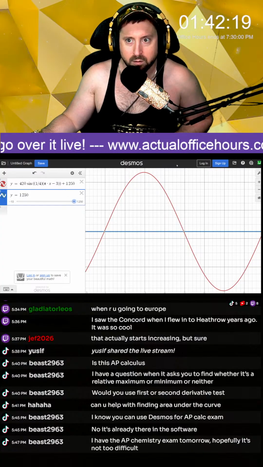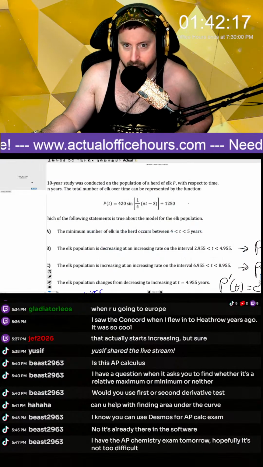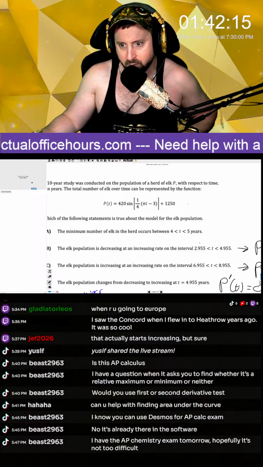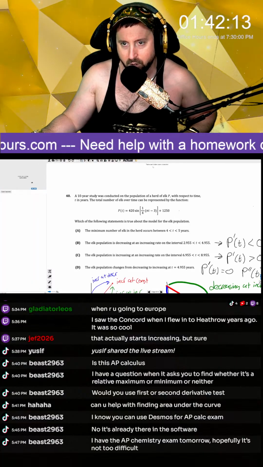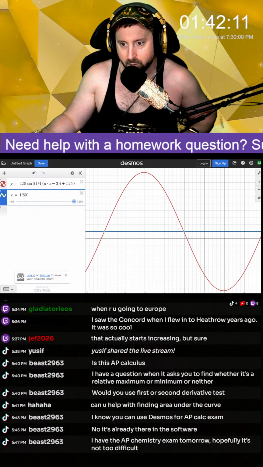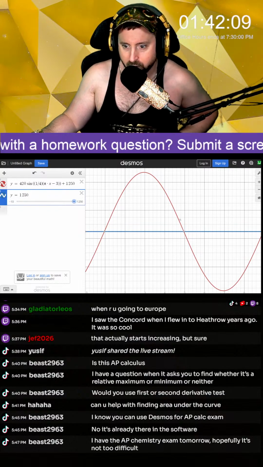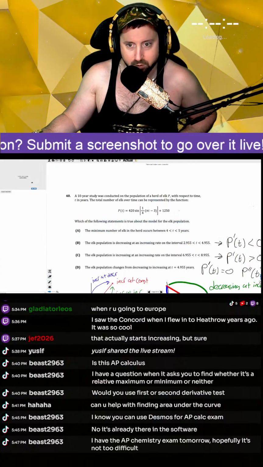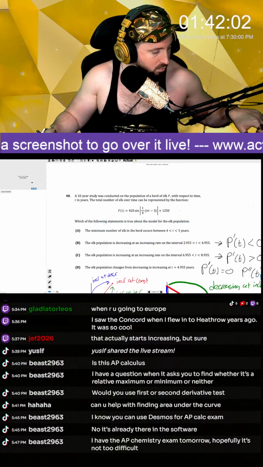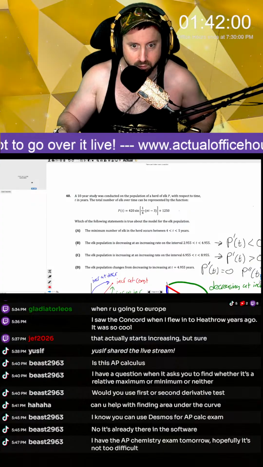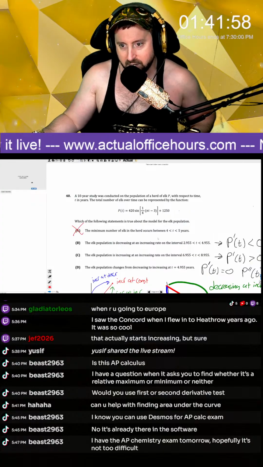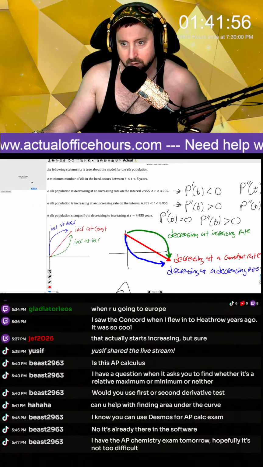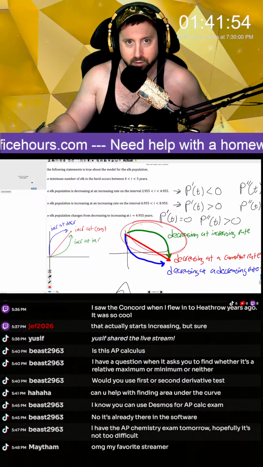Okay, all right, so let's go through all the things they wanted. The minimum number of herd of elk occurs between 4 and 5. Well, that's not true. So between 4 and 5, it's chilling. It's a medium amount of elk. So this one's not right. Okay. Decreasing at an increasing rate. So let's remember that decreasing at an increasing rate looks like this.